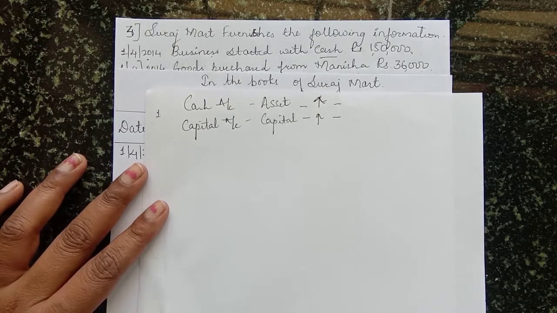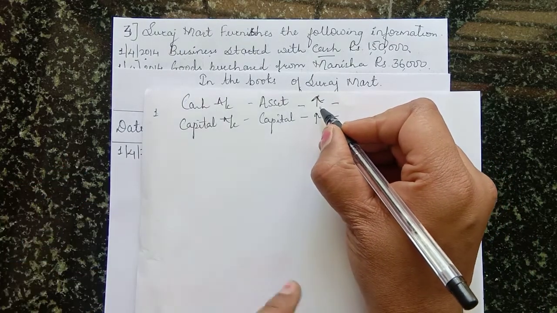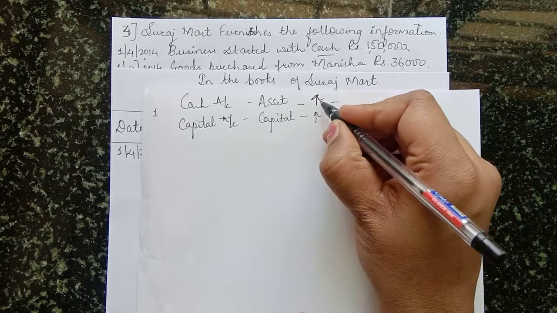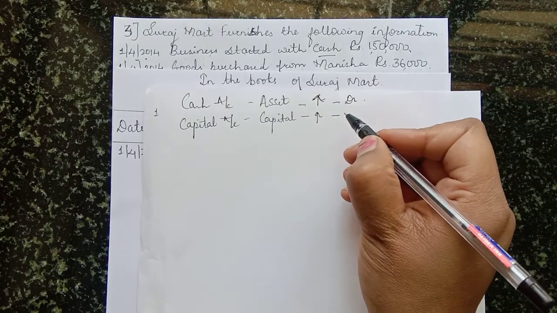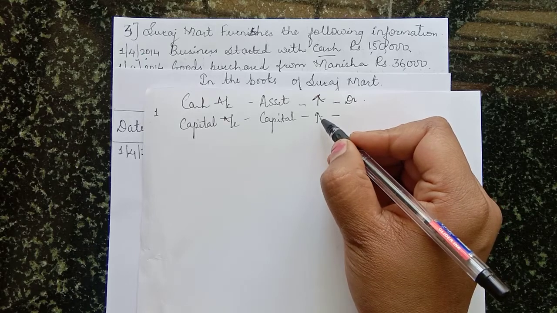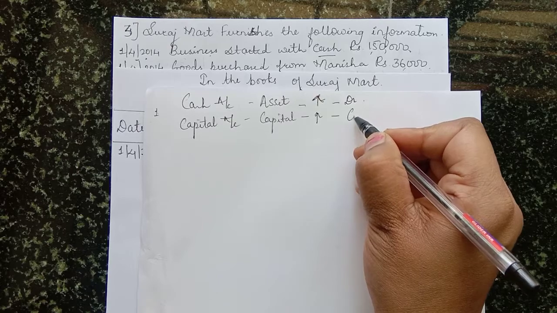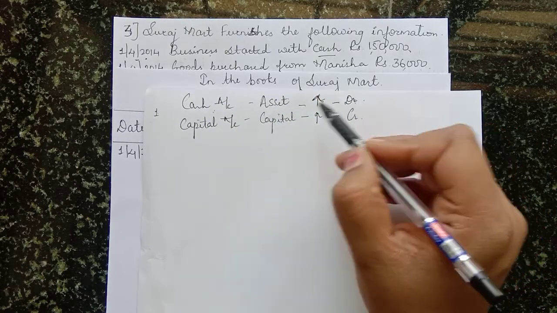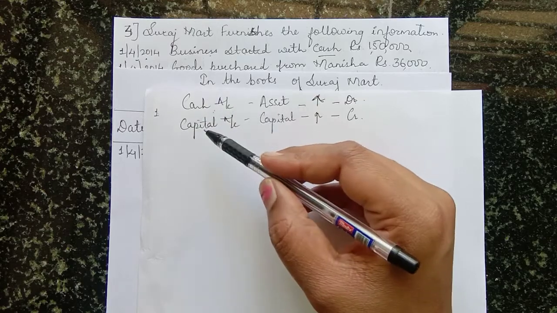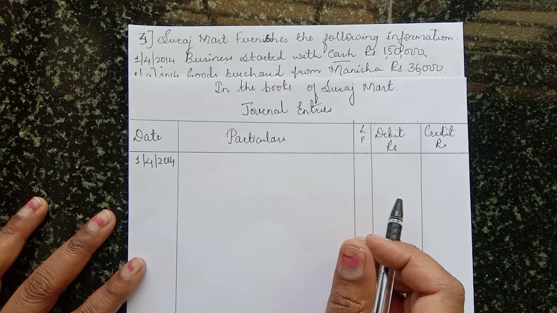Now see here, apply the rule of asset. Debit increase in asset, credit decrease. Increase is there, so debit. Now capital account: apply the rule of capital. Debit decrease in capital, credit increase in capital. Right. So tell me the journal entry. What account is debited? Cash account debit to capital account. So I'll write the journal entry here.